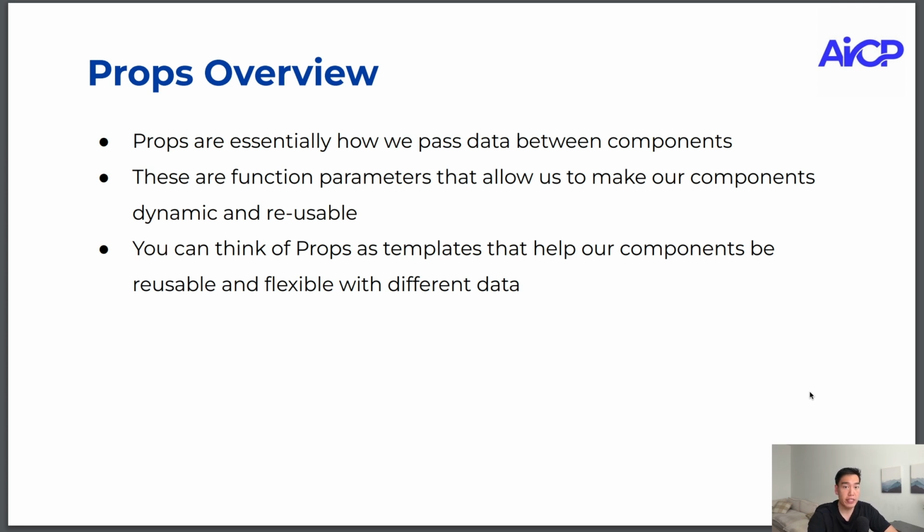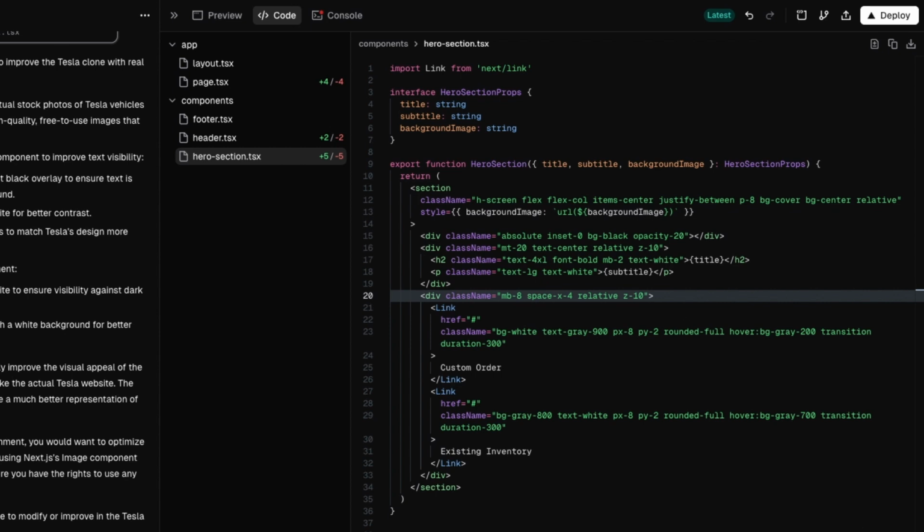You can change some other data on this hero section component by turning it into a prop. And this is how we make custom components while still helping the component be reusable and flexible, just with different data. So just to show you what I mean, inside this Tesla website clone, this component that we created called the hero section is actually a prop. As you can see here, we're setting the hero section to be a prop, and the three pieces of data that are customizable within this hero section are the title, subtitle, and background image.